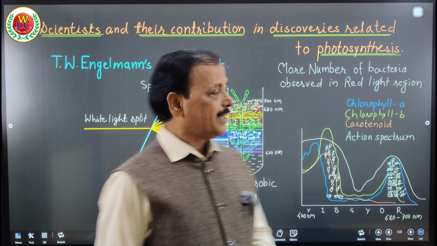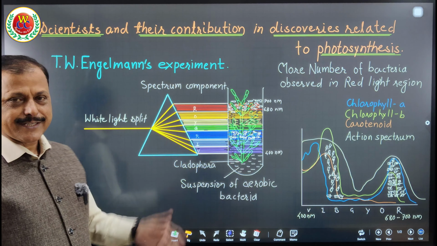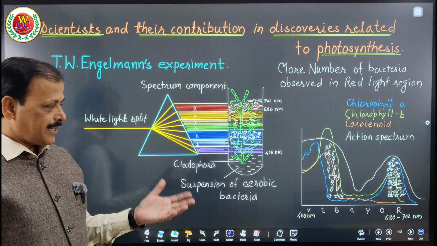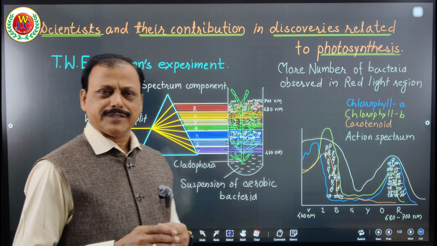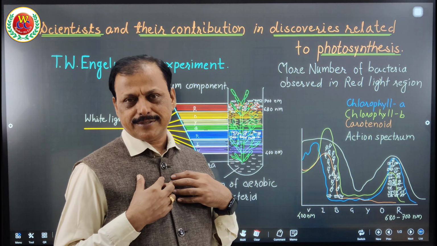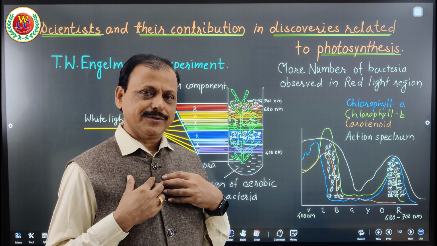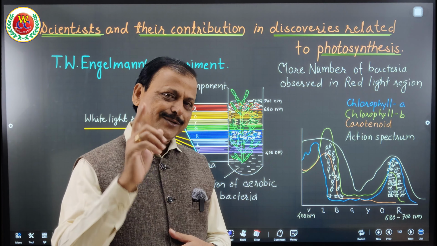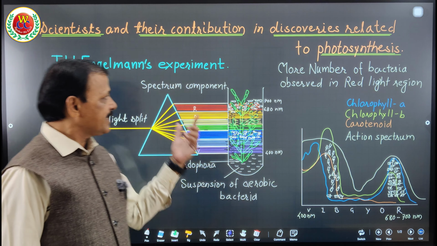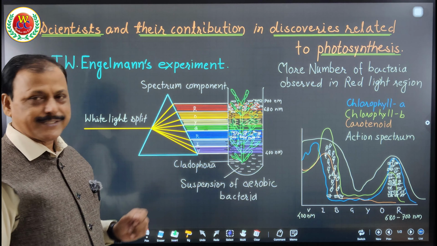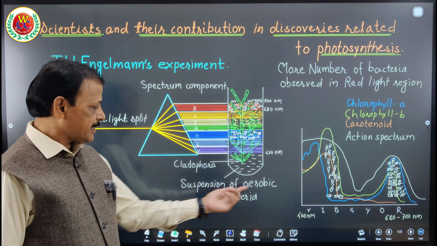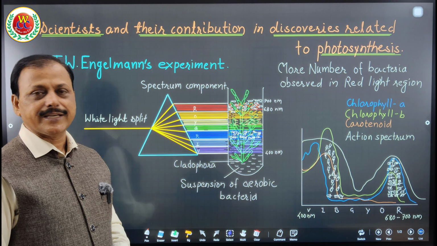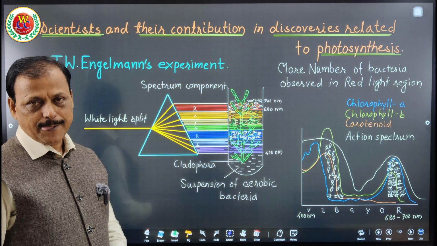Now let us know about this experiment, this diagram to know about evolution of oxygen. You are always in confusion, and I know because I passed through that phase, about how it could happen and how it happens, and therefore I was interested. Definitely you are also interested to know. Now see, he is the scientist who used this prism. He used a suspension of aerobic bacteria and Cladophora plant in a suspension medium.